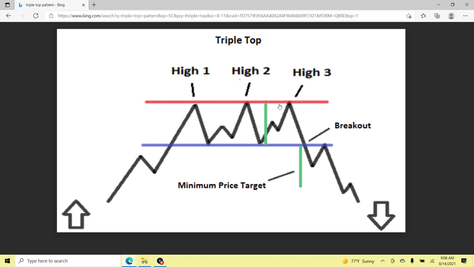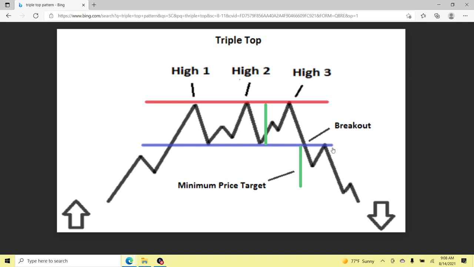Comes up, doesn't break through the double top. Instead, it forms what's called a triple top, a third point there. Comes back down, and this time it breaks through this double bottom right here, and that's the reversal pattern. It reverses and it goes into a downtrend.